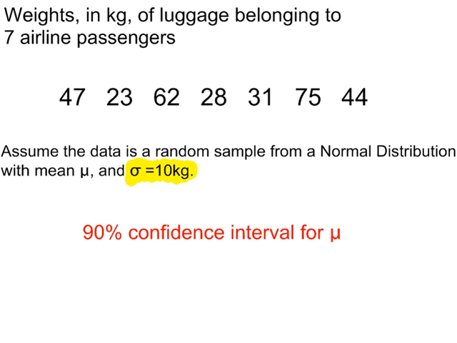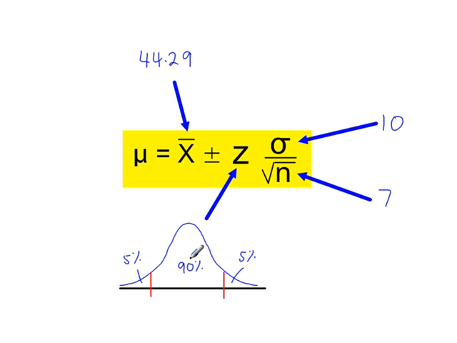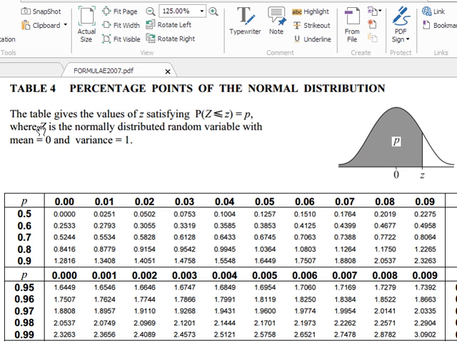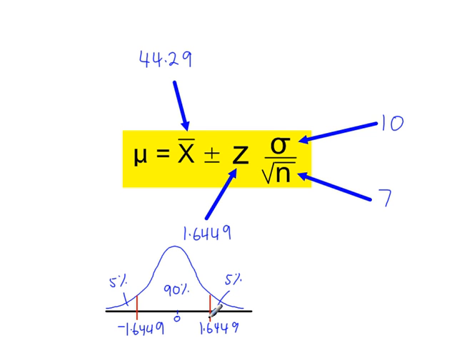For a 90% confidence interval, so 90% goes in the center, 5% in each tail, we look up 95%, so that's the cumulative probability to the left of this line, so that's the 90 plus the 5%, from table 4, 0.95, the Z value is 1.6449. So we have plus 1.6449 and minus 1.6449.